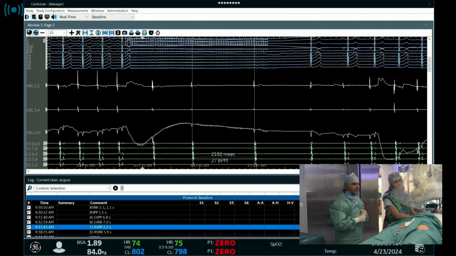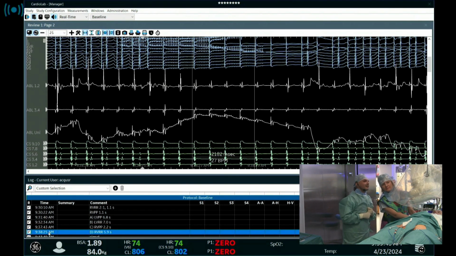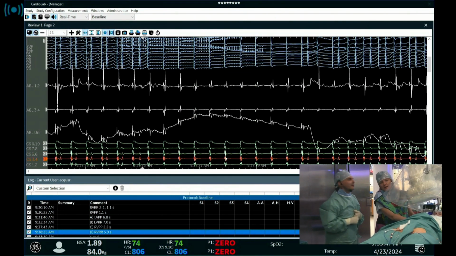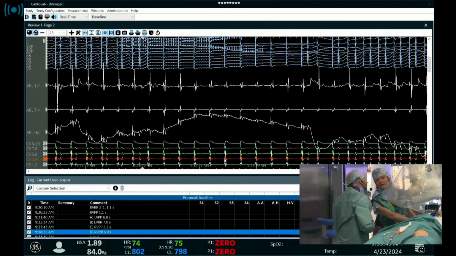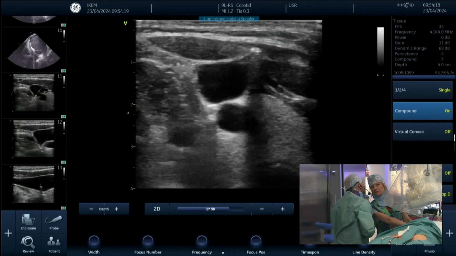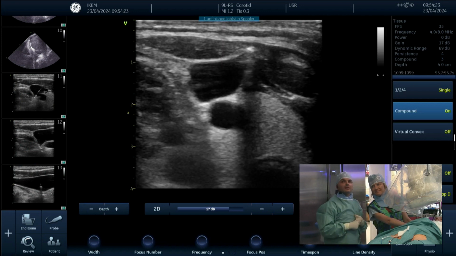And Anna, could you tell us what do you see? Can we see intracardiac echo? We see no, because we are switched on to the ultrasound. We see just static.